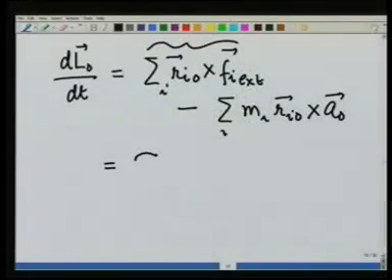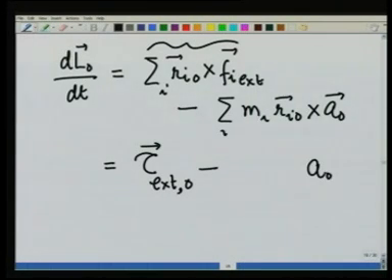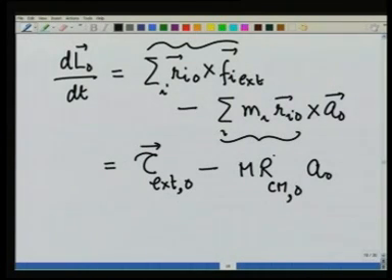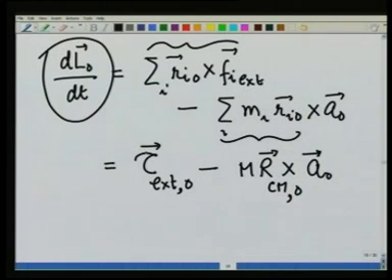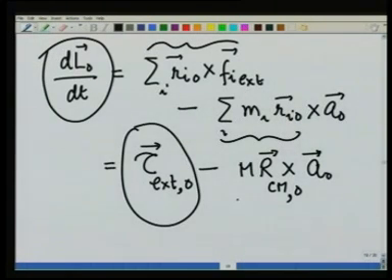So, this is tau external with respect to point O minus a_O, which is a constant as far as the summation over i is concerned, and this is nothing but m times R of CM with respect to O cross a_O. So, if I want dL/dt to be equal to tau external only, this term must vanish.